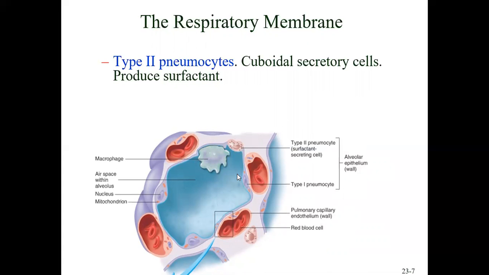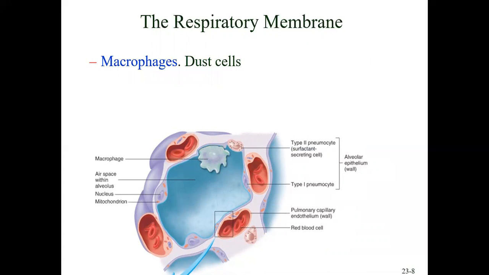Well, one property of water is that it creates surface tension. And so having the right amount of surface tension is important. If you have too much, that creates too much tension on the inside, and that makes it very hard to expand your lungs. And so you need this chemical to help regulate or limit the amount of surface tension on the inside of your air sac.